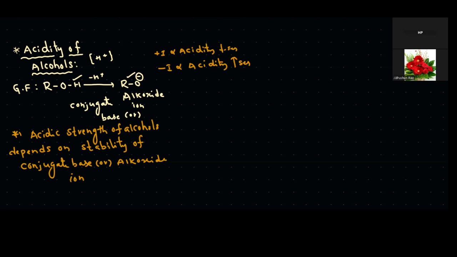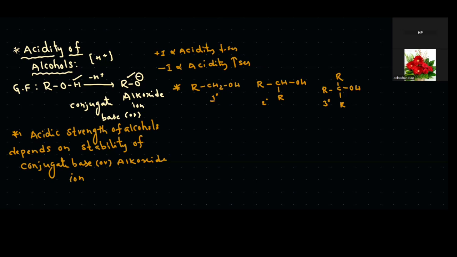First one, RCH2OH, this is the alcohol. Second one, R2CHOH. Next, third one, R3COH. The first is primary, the second is secondary, and this one is a tertiary alcohol.